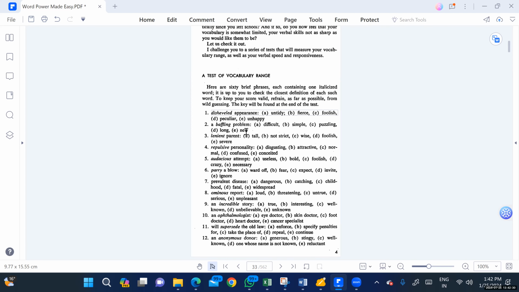Third is lenient parent. We all know the meaning of lenient. It's the opposite of strict. Srishti, what would be the right answer? Sir, not strict. Not strict, very good. So we say lenient, leniency, just not strict. Instead of saying the teacher is not strict, we should say the teacher is lenient. Let's not try using not strict, not good.